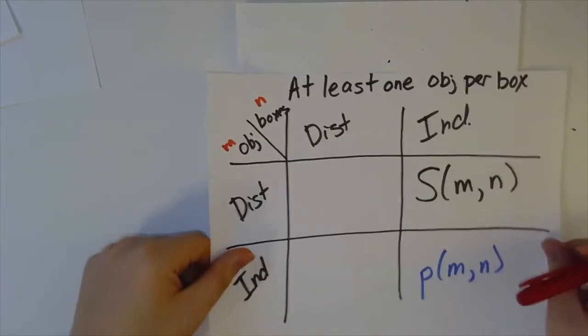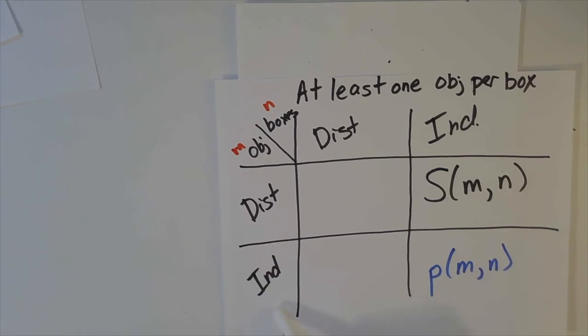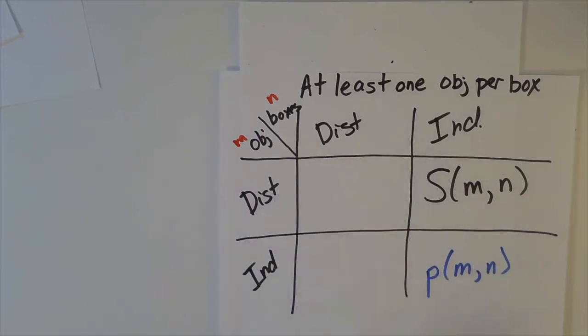Last up for this video about distributing candy, we have this case: again, the m indistinguishable pieces of candy to n children, but every child needs to get at least one piece of candy.